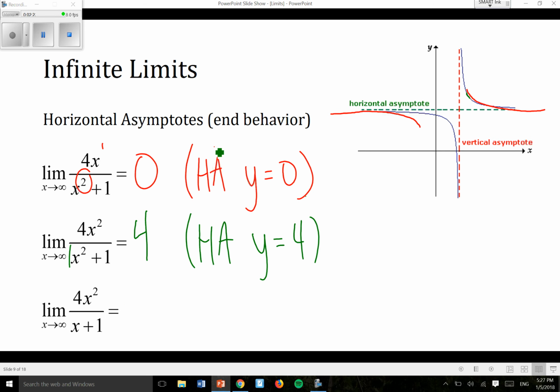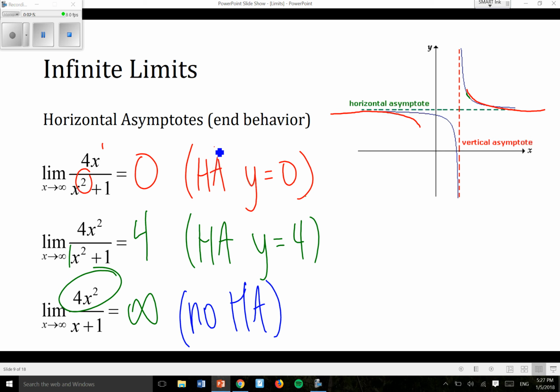And then our last example is when we have a degree of 2 in our numerator and a degree of 1 in our denominator. Here we're top heavy, meaning that our numerator is getting bigger, much faster than our denominator, turning this into a really, really big number that approaches infinity. That means because our limit approaches infinity, that we have no horizontal asymptote. Our y values never level out, they just keep getting bigger and bigger.